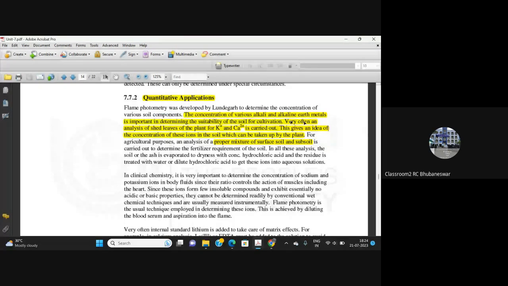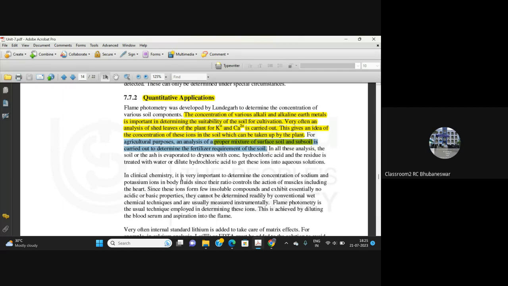So very often an analysis of seed leaves of the plant for K+ and calcium ion is carried out. This gives an idea of the concentration of these ions in soil, which can be taken up by the plant. For agricultural purposes, the analysis of a proper mixture of surface soil or subsoil is carried out to determine the fertilizer requirement for the soil.